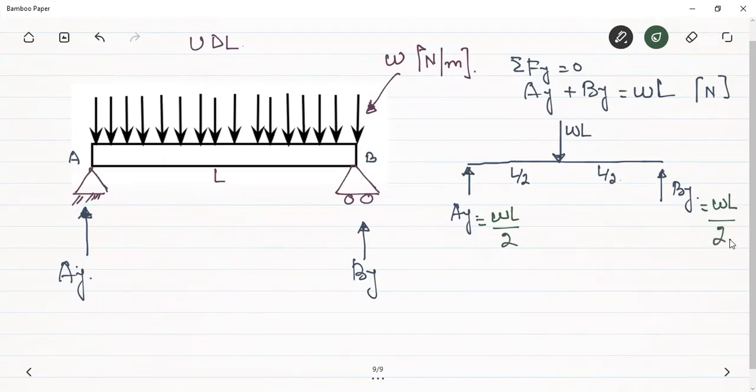Now, to make the shear force calculations, what we have to do? We have to take a section. There are only 2 points A and B. Let's take a section at some arbitrary distance x from A. It's an arbitrary distance x. This is section 1-1.